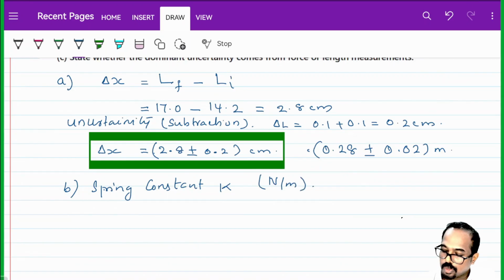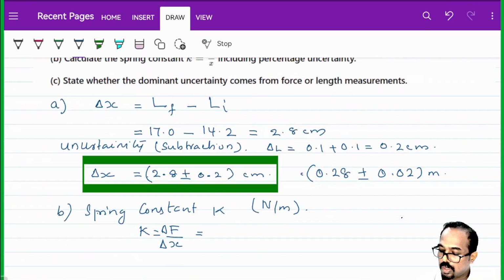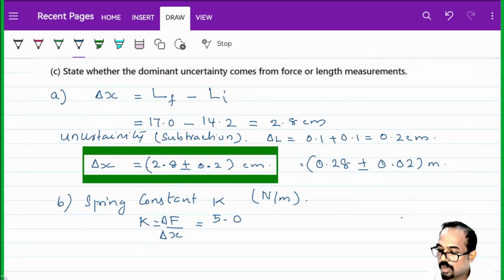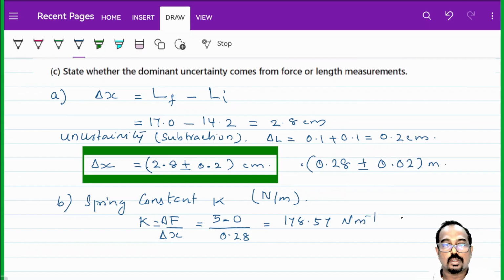Okay, so what is the K equation? F over X, change in force upon change in length. Change in force from 0 to 5, right? Final minus initial, 5 minus 0, upon change in length, which you already found out, 0.28. When you put this value in your calculator, you will get 178.57 Newton per meter. Okay, so this is the spring constant.